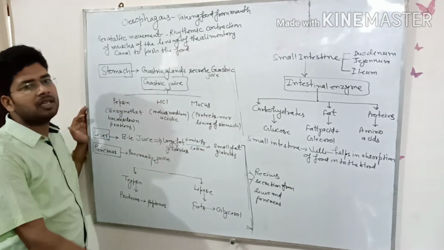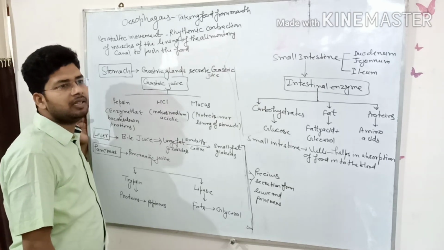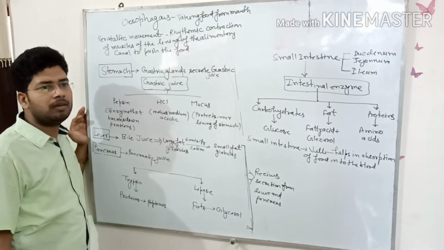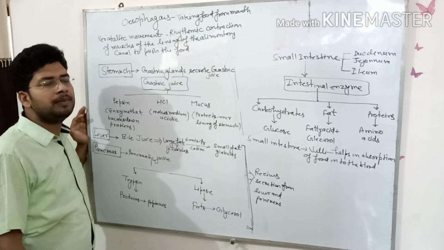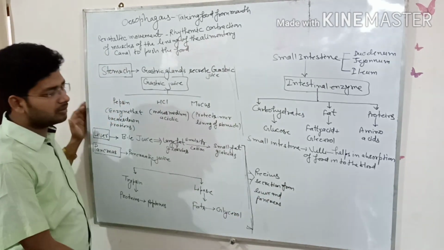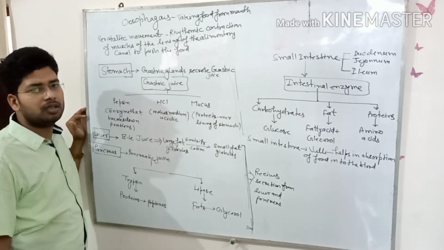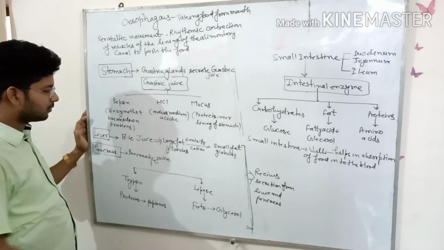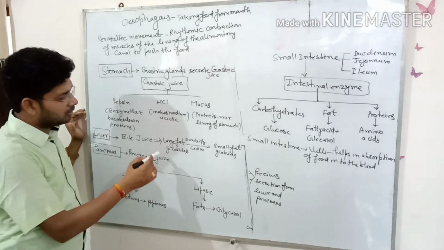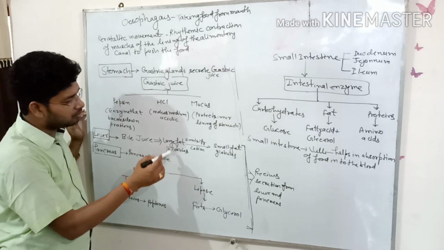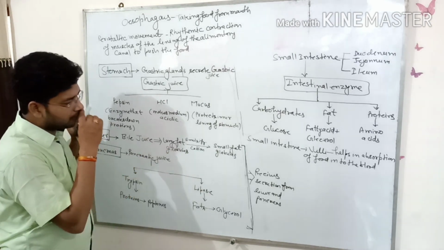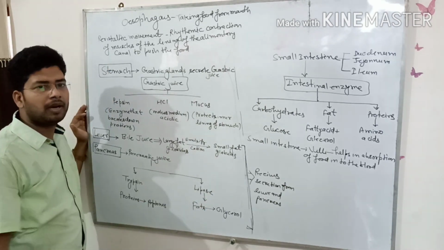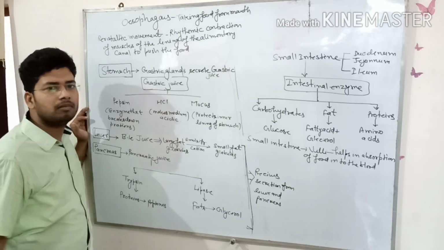Another further process of digestion takes place in the small intestine, what? The duodenum, which receives secretions from the liver and pancreas. The liver secretes bile juice. What is the work of bile juice? Bile juice converts large fat globules into small fat globules by the process of emulsification.